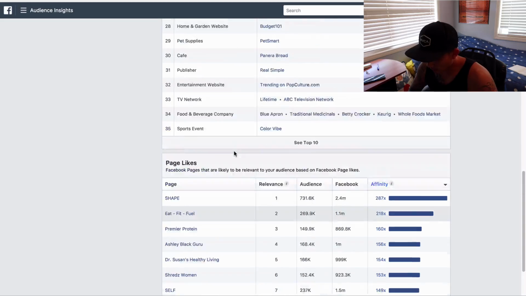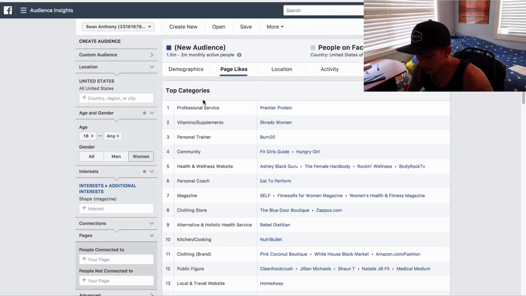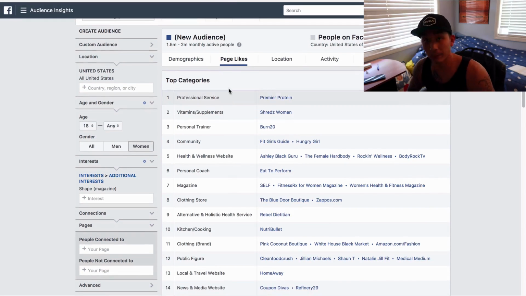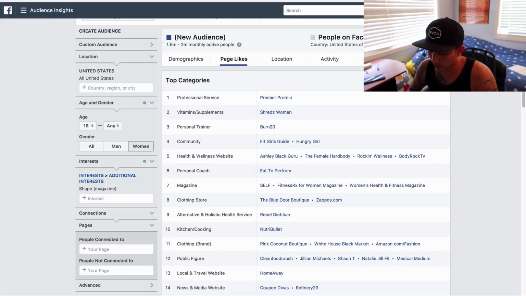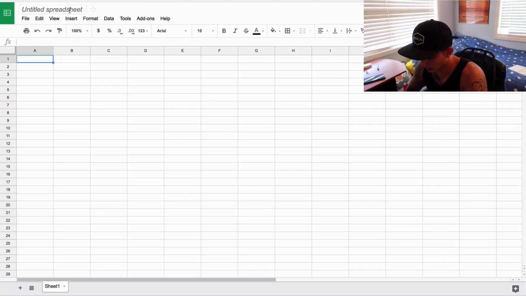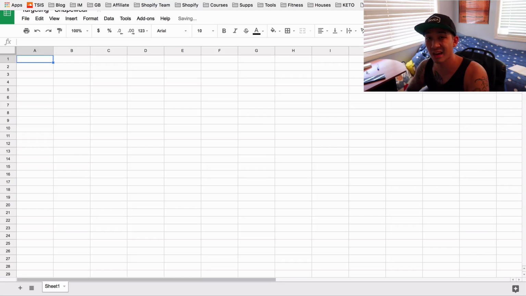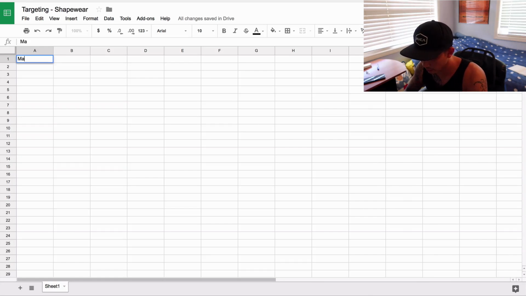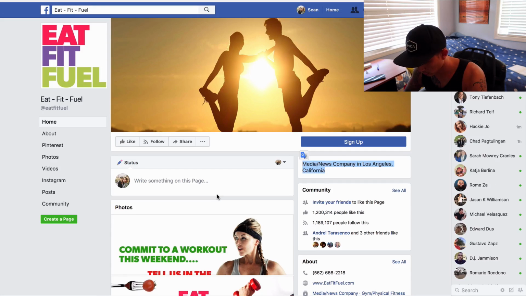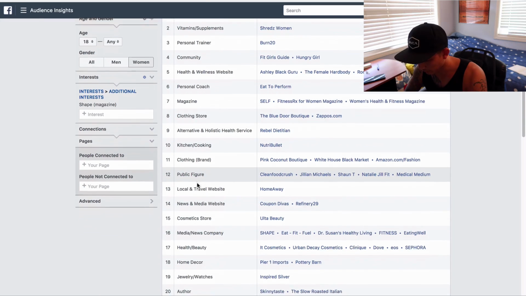Okay, so let's go back up here to the Audience Insights, and I'm going to pull up a spreadsheet here. So you can use Google Sheets, you can use Microsoft Excel or whatever, and I'm just going to name it targeting for shapewear. And these are some of the base categories I like to use. So I like to do magazines, I like to do stores, I like to do fan pages or blogs. I like to do, what other things here? Oh, public figures.